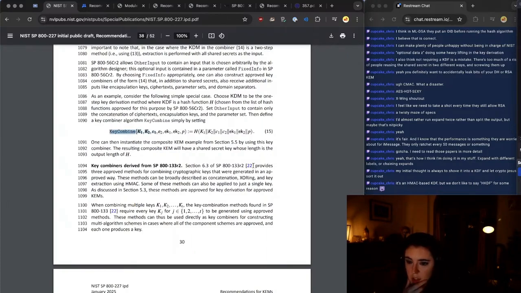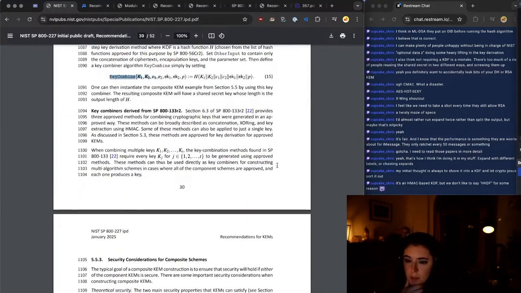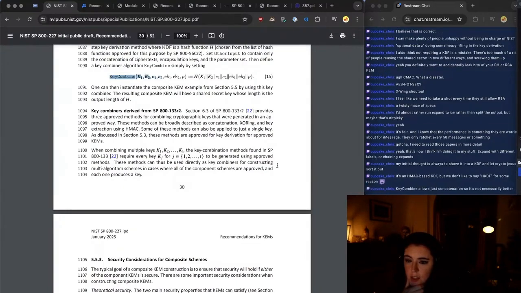Okay. Oh, gosh. 800-133. Improved methods for combining cryptographic keys generated by approved ways. Concatenation, XORing, key extraction, KMAC.